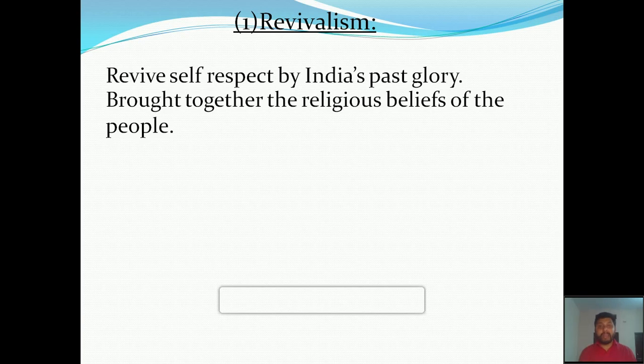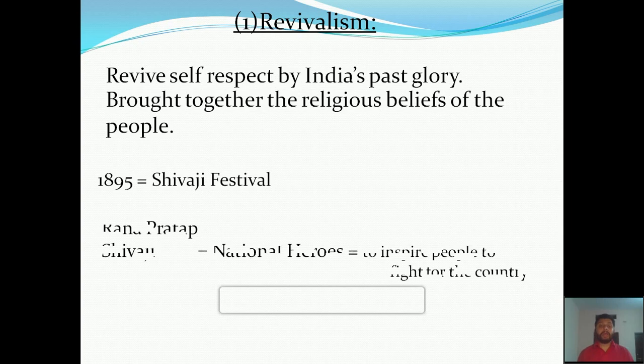So, revivalism. In order to achieve this aim, the leaders of the national movement brought the religious beliefs of the people together. Different religious groups' beliefs were being used to bring the people together. The best example: in 1895, people started to celebrate the Shivaji festival. It was introduced by Bal Gangadhar Tilak. And other leaders introduced other national heroes like Rana Pratap and Shivaji.